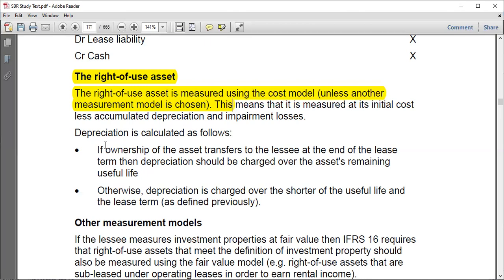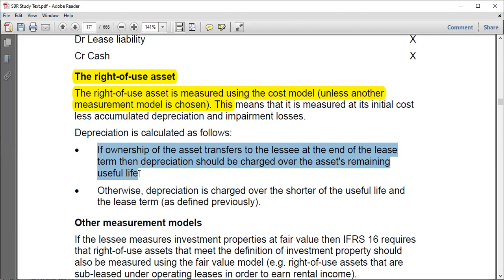All right, so we are told that if the ownership of the asset transfers to the lessee at the end of the lease, then the depreciation should be charged over the asset's remaining useful life. This makes a lot of sense. Listen, the asset has a useful life of 10 years. The lease is only for 6 years, but the asset will be transferred to the lessee. That means the lessee could keep that asset for its entire lifetime. And so you should just use the remaining useful life as usual.